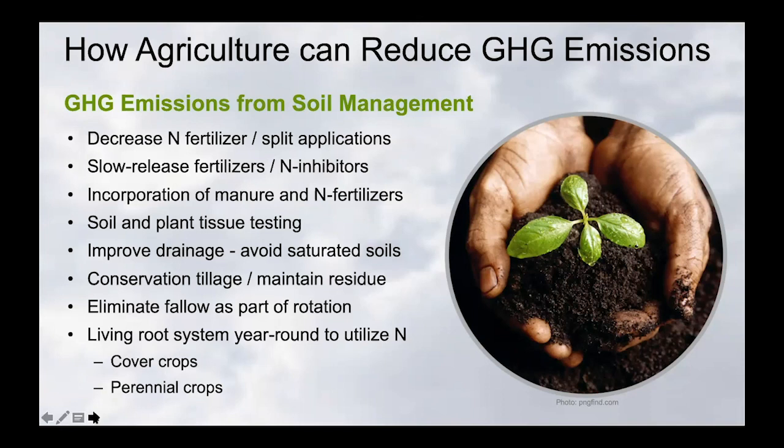We can incorporate our manure and our nitrogen fertilizers. If they're sitting on the surface, we lose a lot of that nitrogen. We can do soil and plant tissue testing so that we can tell how much our plants really need. Avoiding or improving our drainage, so avoiding saturated soils. Fortunately, we don't have huge issues with this in a lot of the places in Utah, but if you have really wet, saturated soils, trying to find ways to improve that drainage can do a lot to help maintain the nitrogen there and not lose so much to those greenhouse gas emissions.